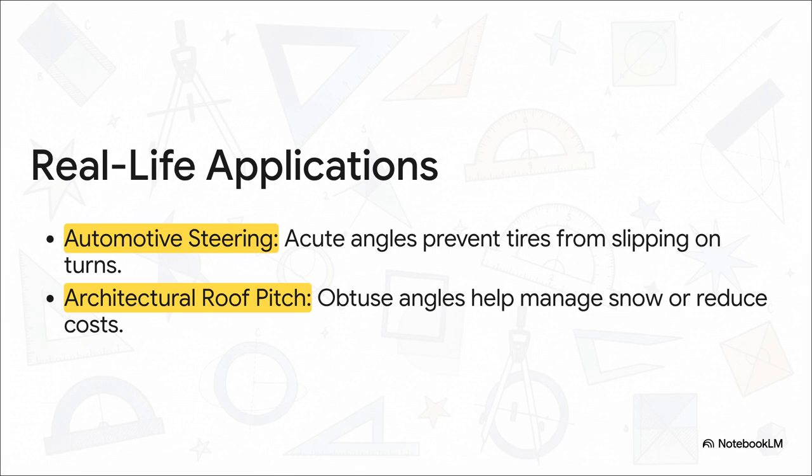road instead of slipping. Or think about architecture. The angle of a roof, its pitch, is often an obtuse angle. That specific angle is a huge deal. It determines whether heavy snow will slide right off in the winter, or how cheaply you can build it in a place where it never snows.